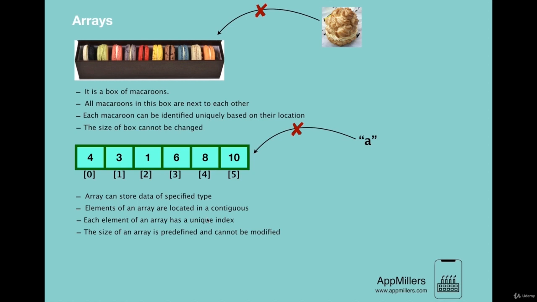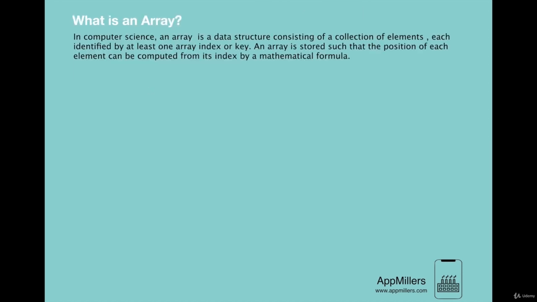So these are all the properties of an array. As you see, it is somehow similar to the properties of this box over here. Hopefully you now have a picture of an array, what it looks like. Now let's see what the definition of an array in computer science is.